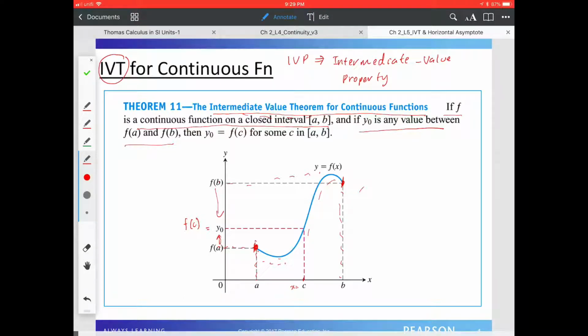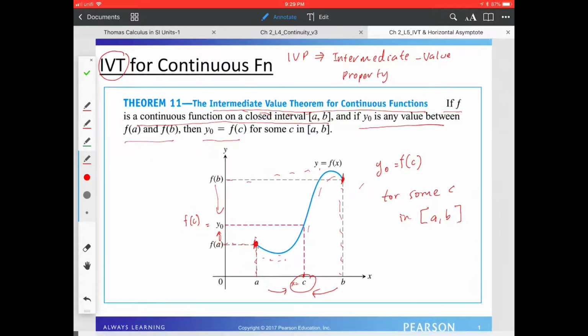Then this theorem says that y naught also equals f(c), where the point c is between a and b in the domain x, for some c in the closed interval [a, b]. So it will take the intermediate values between the points a and b. That is what the intermediate value theorem says.